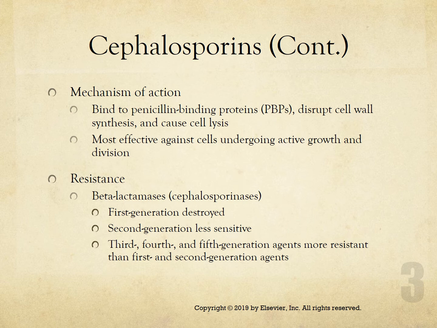They also have issues with resistance like the penicillins, and they are susceptible to the beta-lactamases, the enzymes that make them ineffective. And in the first generation cephalosporins, they are destroyed. The second generations are less sensitive to the enzymes, and the third, fourth, and fifth are even less sensitive to those enzymes.